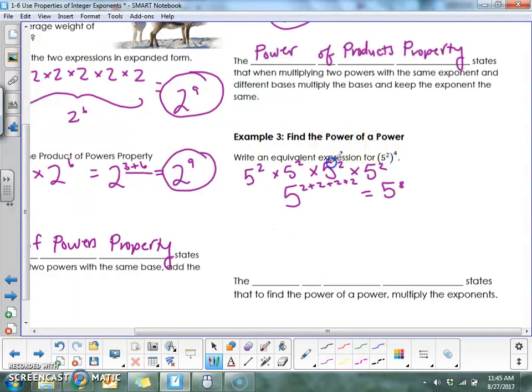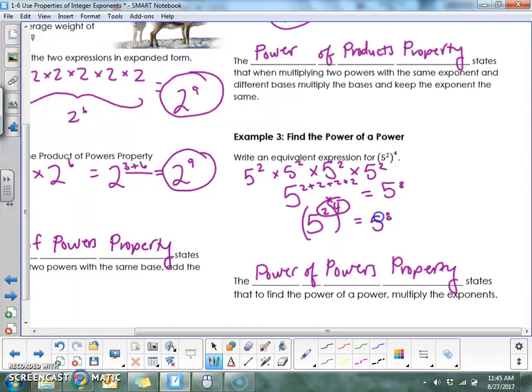The shortcut is to use what we call the power of powers property. And that states that when you are trying to find the power raised to the power, like we have here, you multiply the exponents. So instead of writing all that out, I could just do 5 squared to the 4th, take these two powers here, and multiply them together. So 5 to the 8th power, since 2 times 4 gives me 8. And that's using what we call the power of powers property.